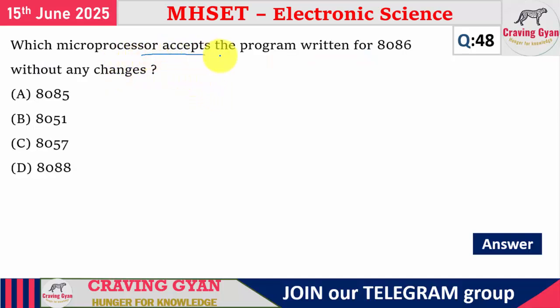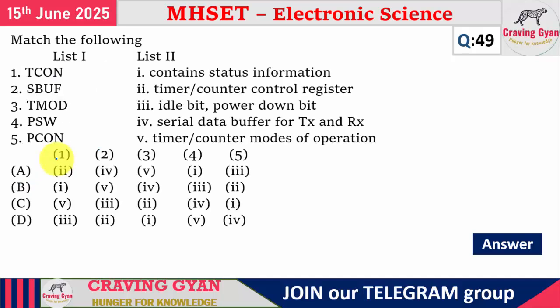Which microprocessor accepts the program written for 8086 without any changes? 8085 can't make use of it, 8051 can't make use of it, 8088 is the one where you can write 8086 code also. Option D is going to follow.